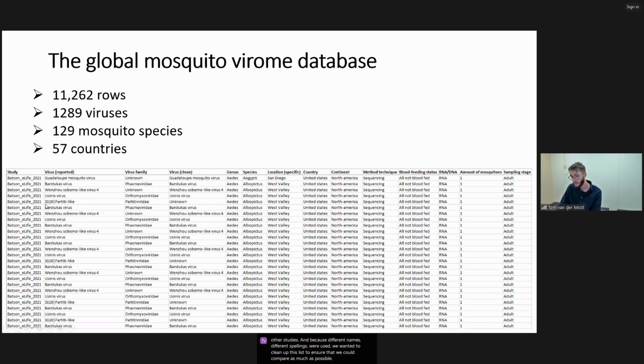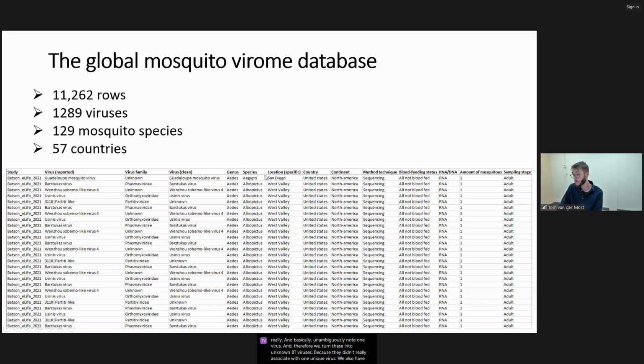The second thing that we did: sometimes people refer to viruses like this. This is 3,110 Pertiti-like, which did not really unambiguously note one virus, and therefore we turned these into unknown Pertiti viruses because they didn't really associate with one unique virus.